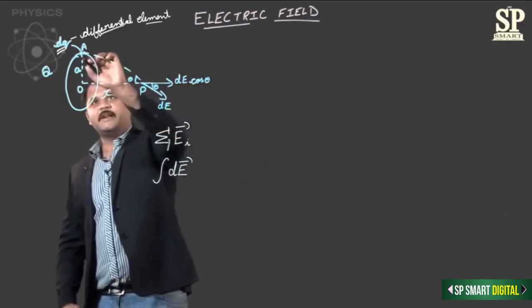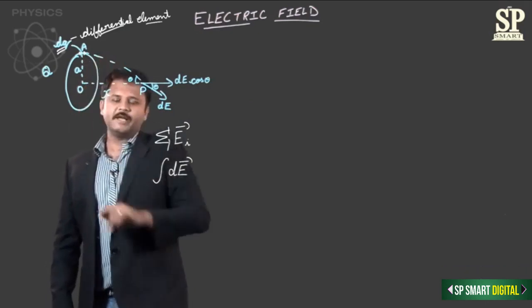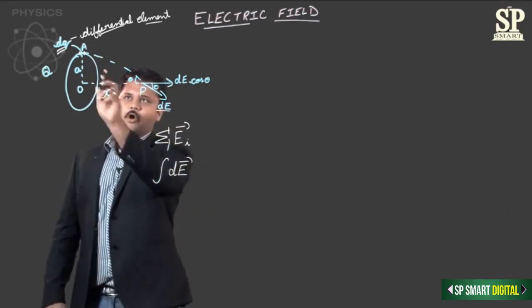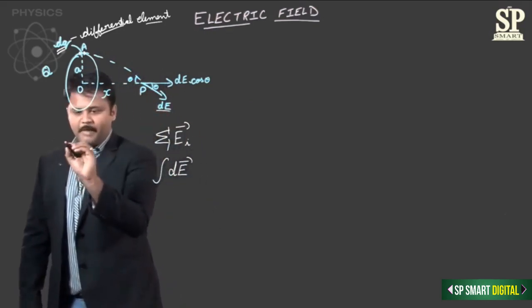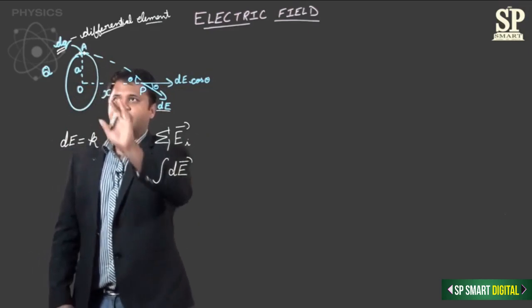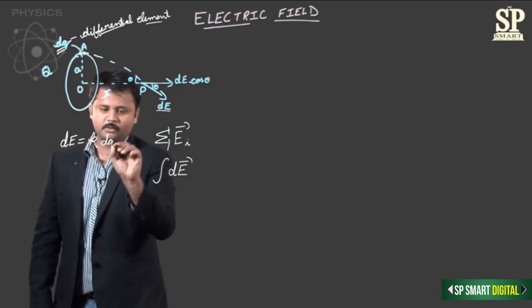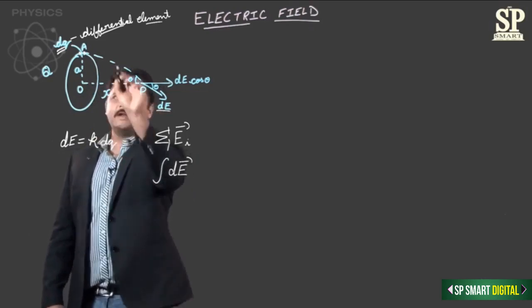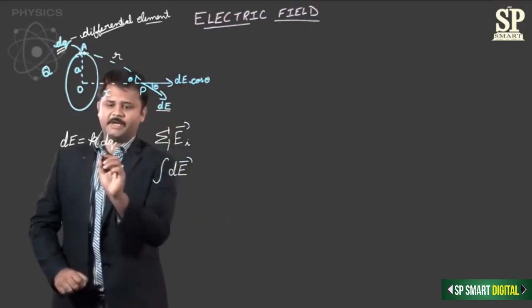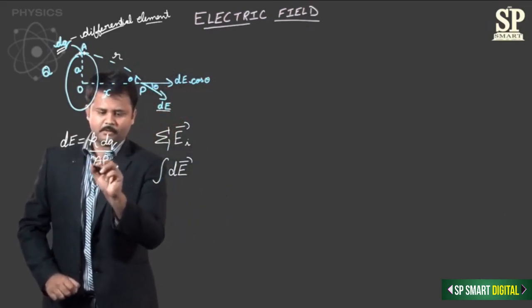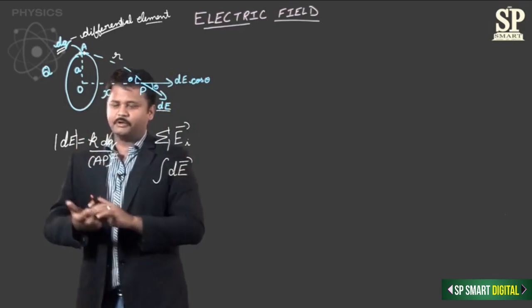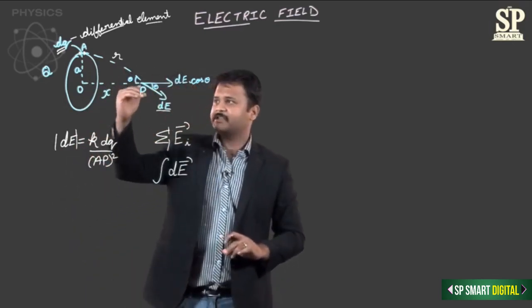So here I have this differential charge element dq. Due to this, if I want to find out the electric field at point P, it will be given as dE. I already know the direction, and the magnitude of dE can be written as k times the charge, which is dq here, divided by r square, where r is this particular separation between points A and P. So I'll write AP square. So this is the magnitude of electric field. I'll only deal with magnitudes right now.